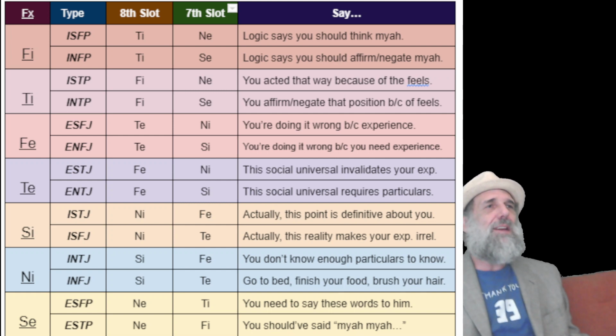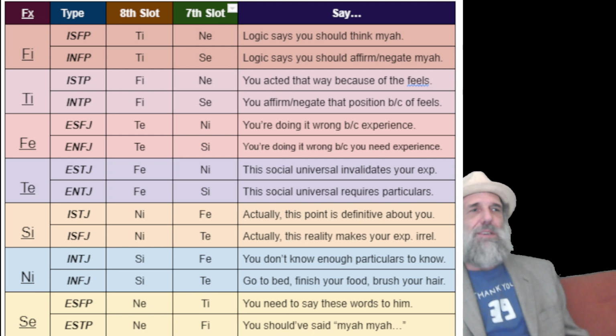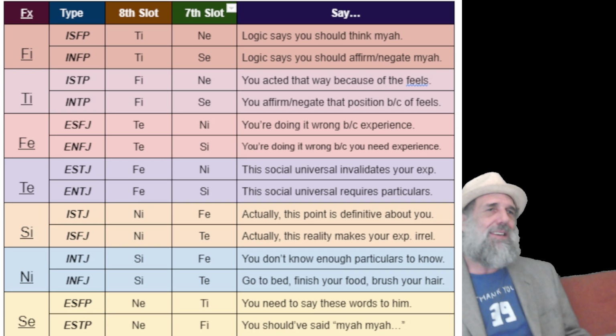We've got your ESFP and your ESTP. These are both 8-slot NE people. ESFP has TI in the polar and ESTP has FI in the polar. ESFP, you need to say these words to that person if you want to be convincing and rational. Well, that's going to be a big problem for them because you're telling them they're going to have to use their TI, and that's going to constrain their NE when their NE doesn't want to be constrained by anything but the SE. ESTPs, if you tell them you should have said meow meow meow meow meow, then they have to use their FI to determine whether that's actually something they wanted to do, or you're critiquing them by not having access to their FI quick enough or something like that, and that's just going to piss them off.